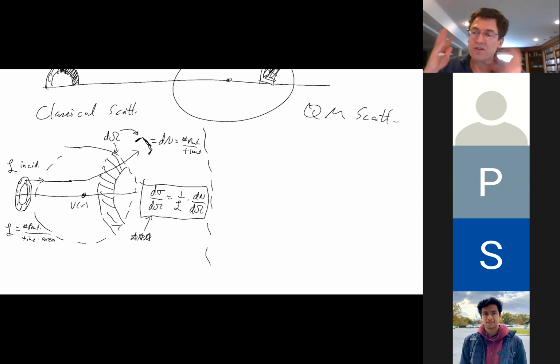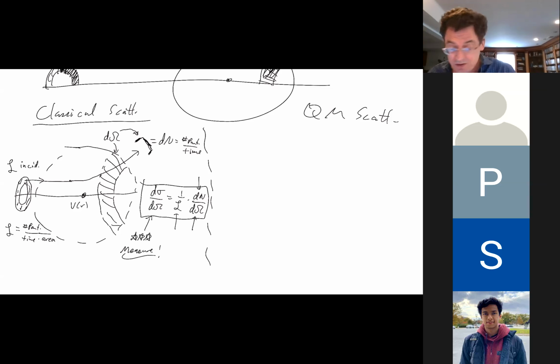And we measure d sigma d omega in the laboratory, because we can measure L, we can measure dN, and we measure d omega. I just want to emphasize this is experimental. You measure these things. It's not just academic. Okay, so that's classical scattering. Now let's do quantum mechanical scattering.